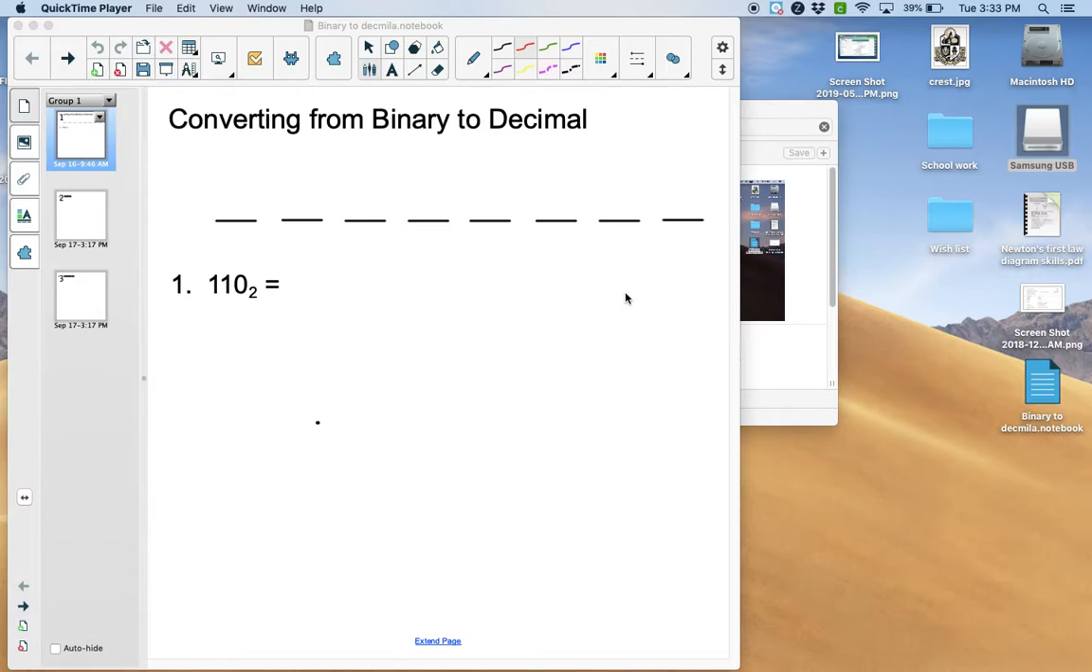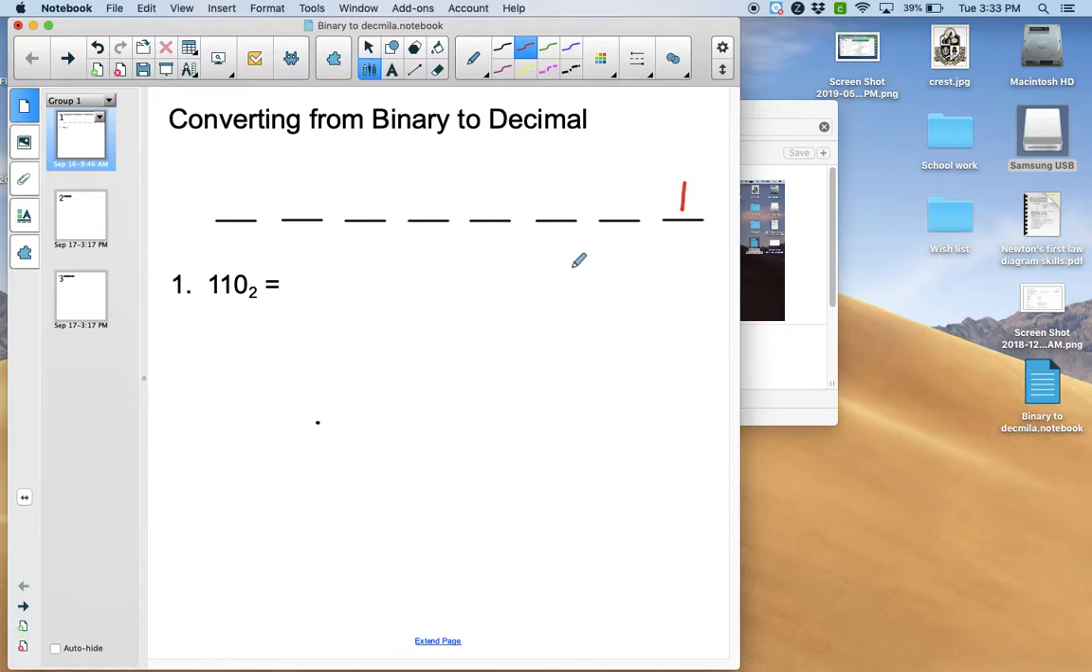So we're going to go with the powers of 2 and refresh our memory on how they work. The first place of binary is 2 to the power 0, or in this case, 1. So it's the ones place. Our next place over is the twos place, because 2 to the power 1 is 2. 2 to the power 2 is 4.